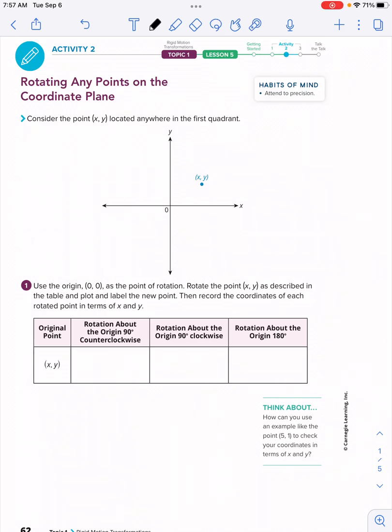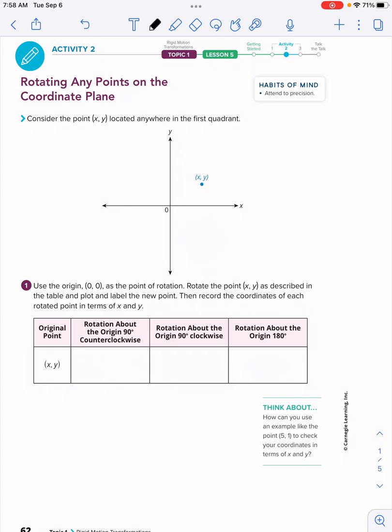Morning class. So we're going to be working out of our book starting at page 62, working on activity 2, so that's going to be 62, 63, and 64. That's what this video is going to go over. As you can see right here, the title is rotating any points on the coordinate plane.